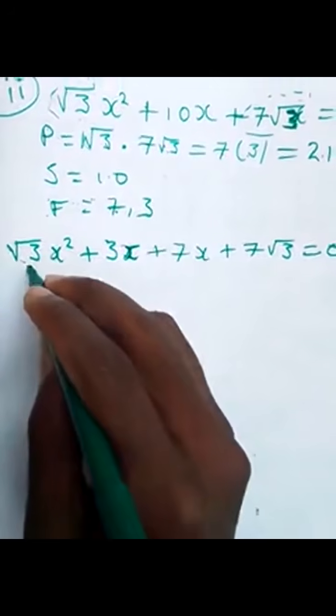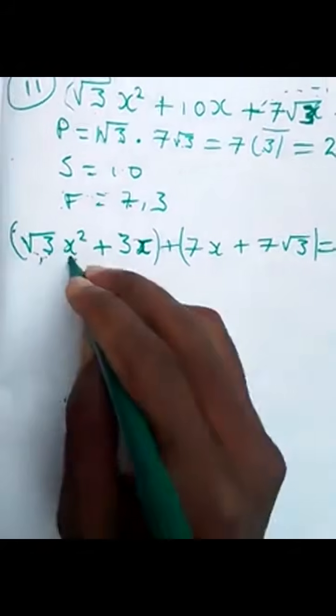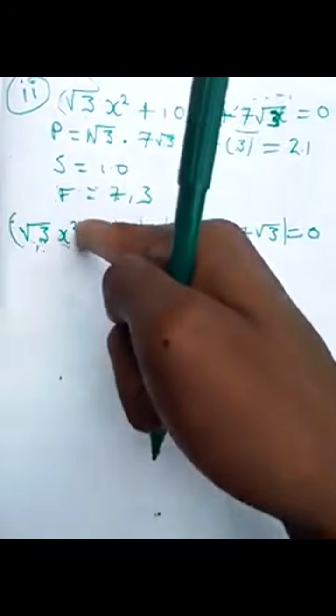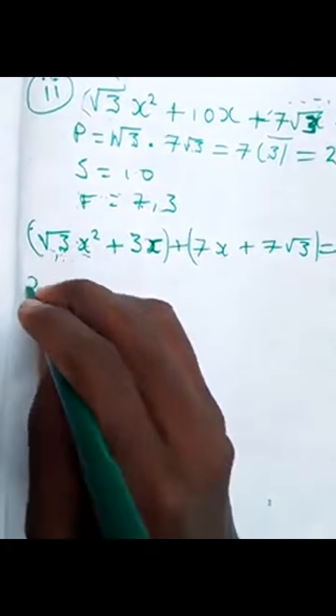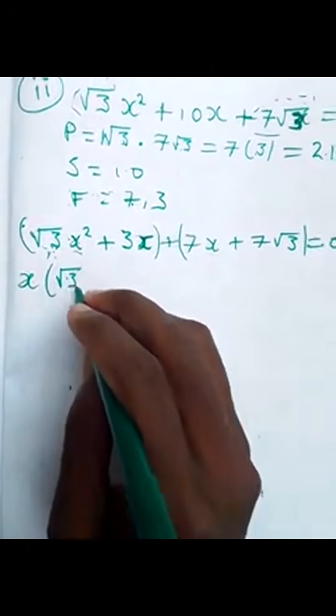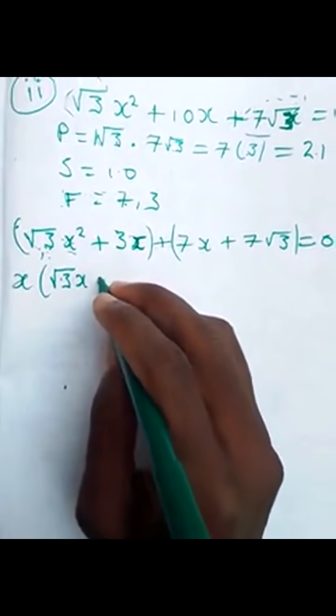So let me see. What is in common here? Okay, actually, let me group them. Then we factorize each group. What is common in this group? So you only get what is in common in this first group. In this one, you don't do what we do here. So what is in common here is x. I factor out x, then I'll remain with 3, square root of 3, x plus 3.